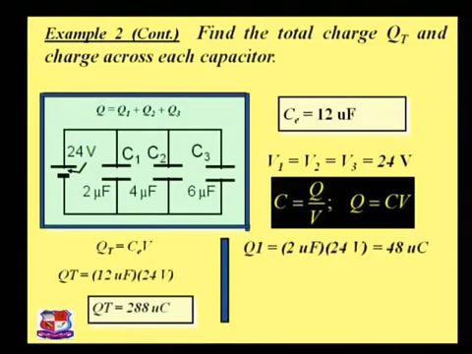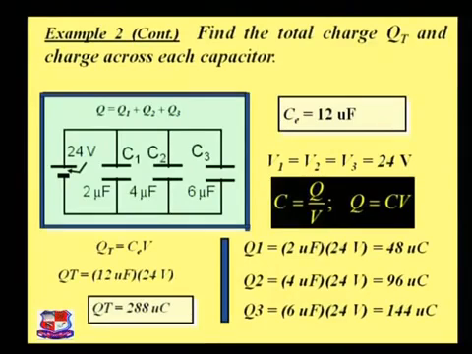So Q1 equals C1 V1, where V1 is 24 volts and C1 is 2 microfarad, that is 48 microcoulomb. Q2: V2 is the same as V1, 24 volts, and C2 is 4 microfarad, which gives 96 microcoulomb. And the same way you can find Q3, that is V3 into C3, which is 144 microcoulomb.